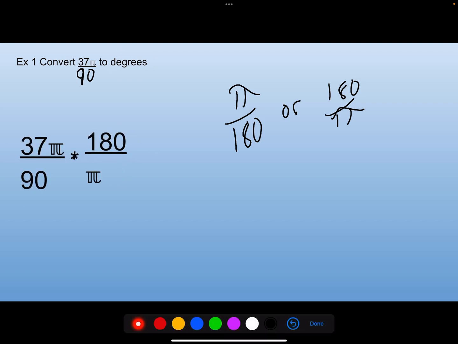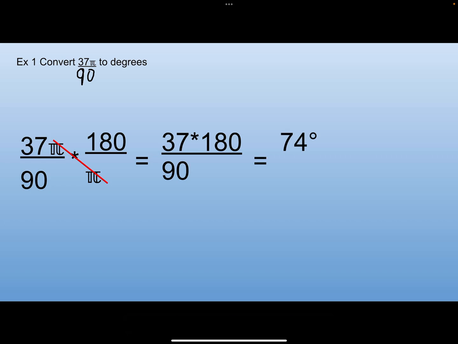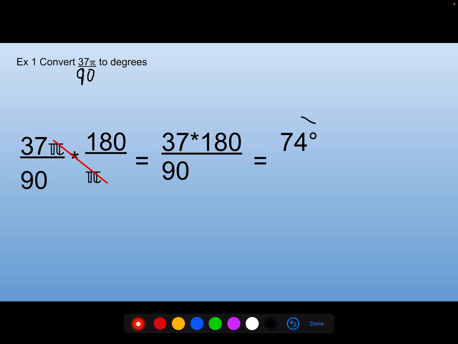I'm going to get rid of some of these things. There's no easy way. So now what happens is I can do the 180 over pi. My pi's will cancel out, and all I have to do now is multiply the top, divide by the bottom. So 37 times 180, enter in the calculator, divide by 90, enter, and I'll get 74 degrees. And then that's my final answer.